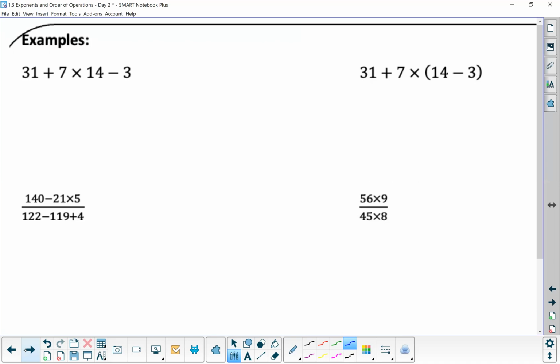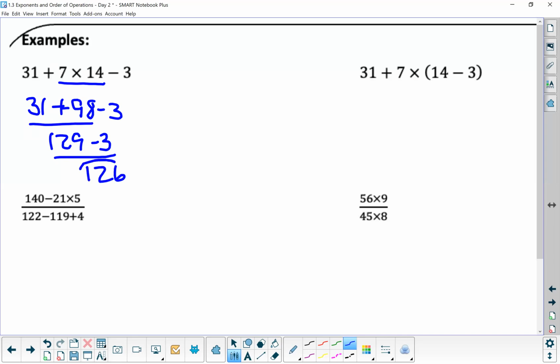Our first example, there are no parentheses, and there are no exponents. So we do multiplication and division first. 7 times 14 is 98. And now we do addition and subtraction going from left to right. So 31 plus 98, which is 129, minus 3 to give us 126.